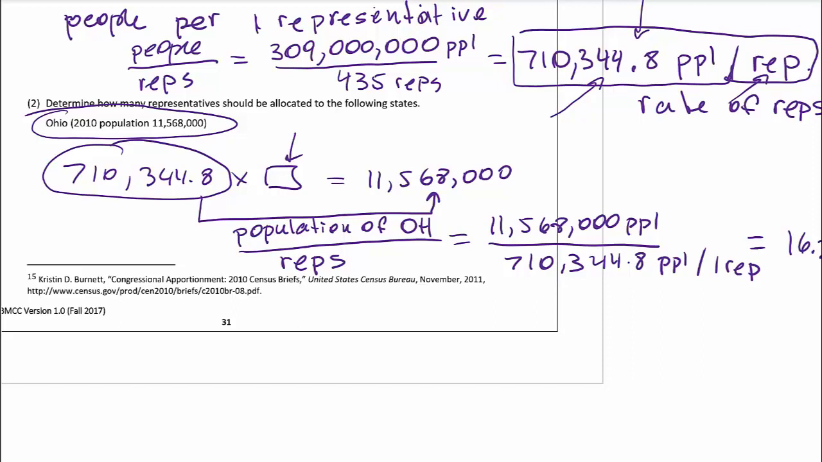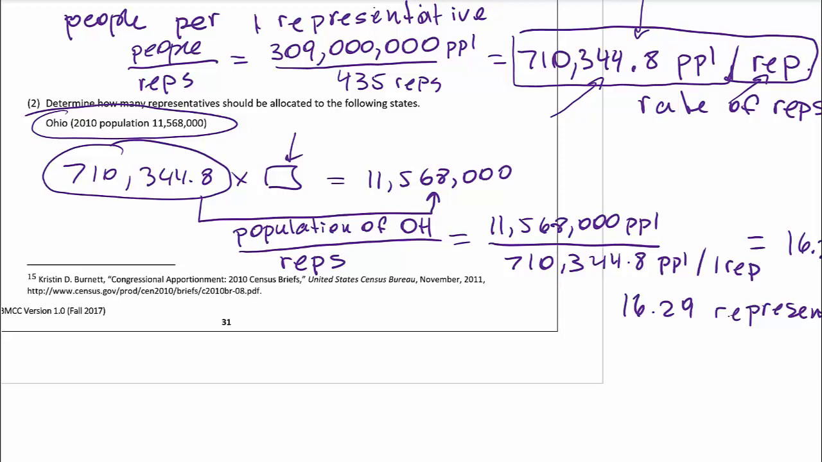Now, of course, we cannot have 16.29. Let me write it here so you can see it clearly. That cannot be the number of representatives, right? Because that's a decimal. So now let me ask you, if you were to round this, would you choose 16? Would you choose 17? What should it be? I'll give you a moment. Would you choose 16 or 17?